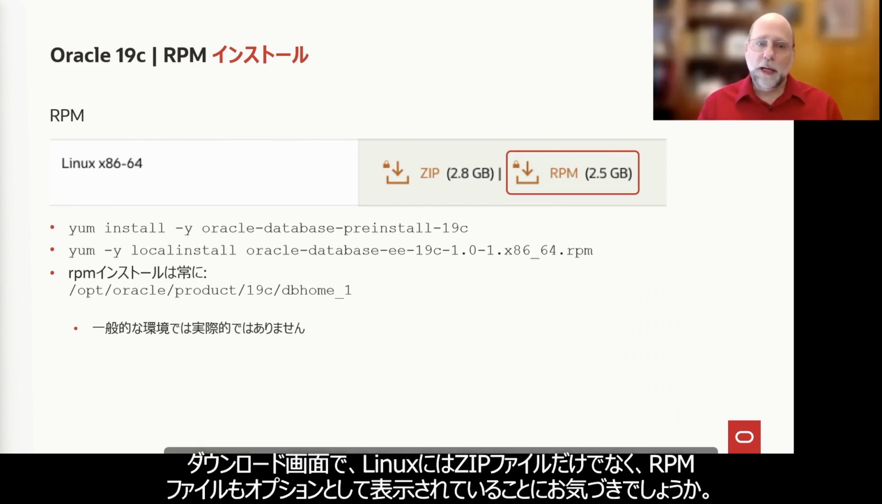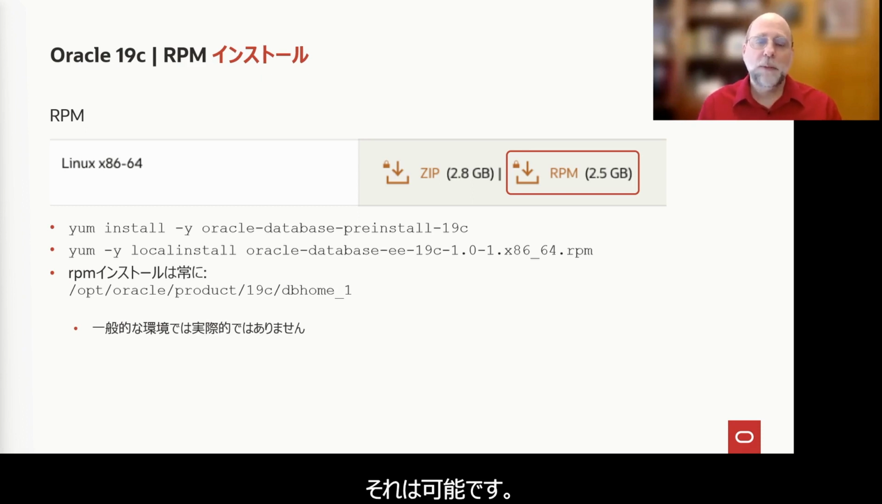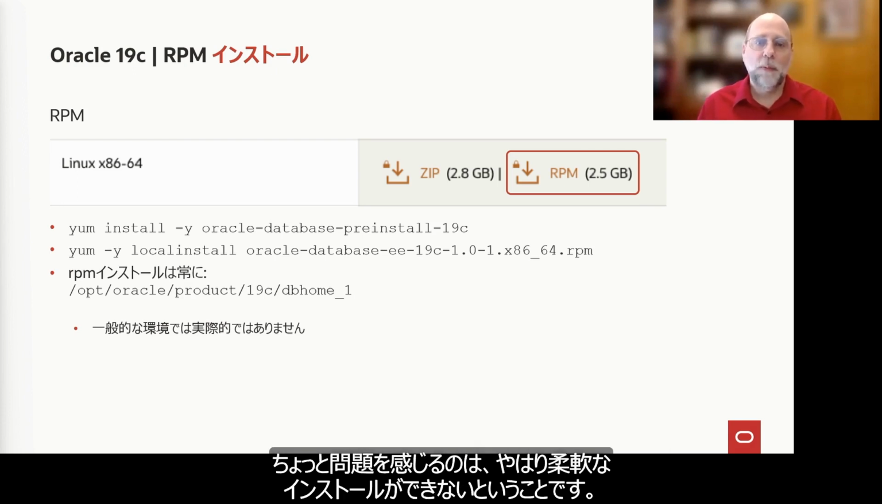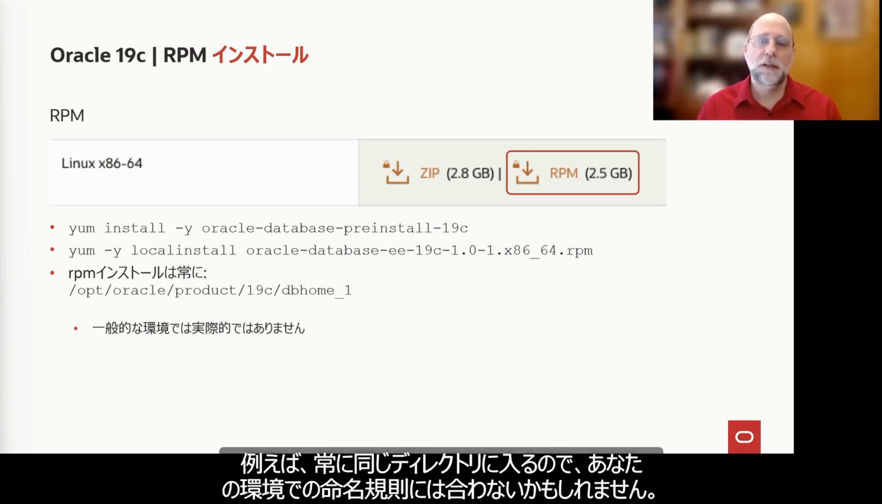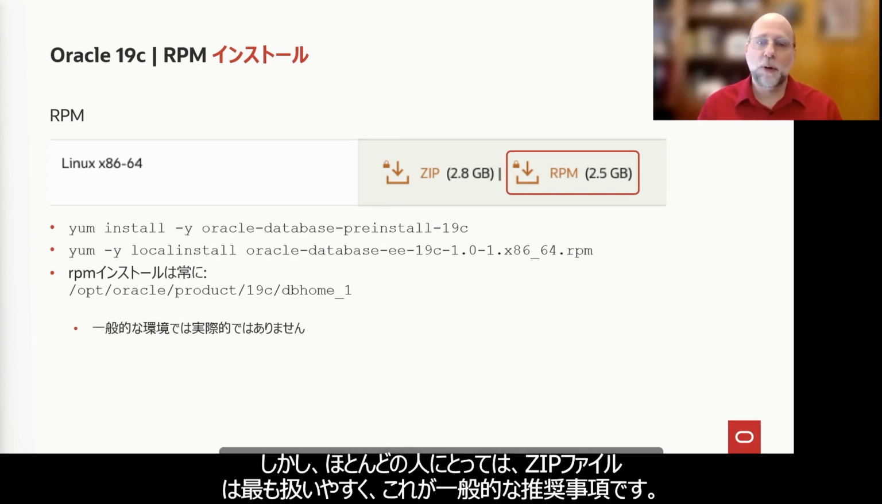You might have noticed on the download screen where Linux had not just a zip file, but also an RPM file listed as an option. And it is possible to download the RPM or use yum to install it. While that's possible and it might seem convenient, especially for those who are experienced with sysadmin more than DBA type of activities, the problem that I have with it is that it's still not a very flexible installation. For example, it always goes into the same directory, and that's probably not going to fit the naming conventions that you have in your environment. If it works for you, that's great, but for most people, the zip file is perfectly easy to use, and that is our general recommendation.